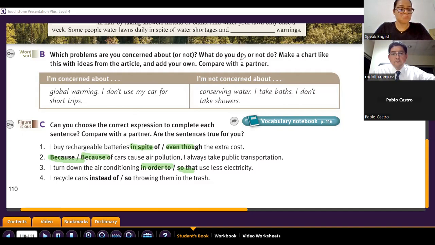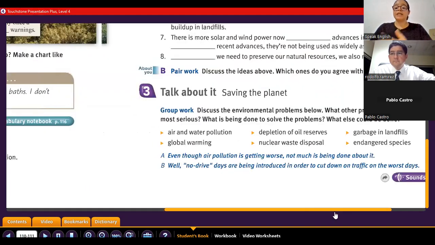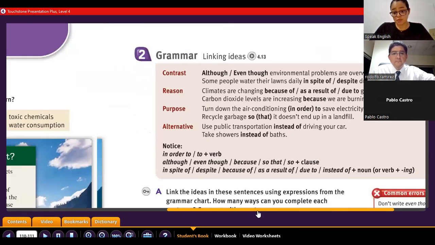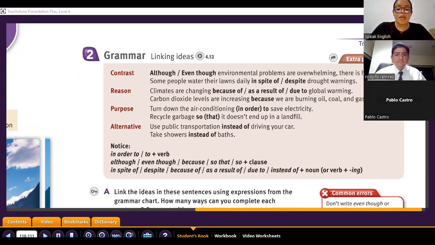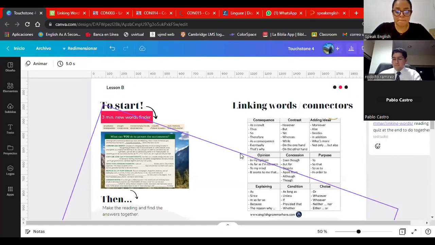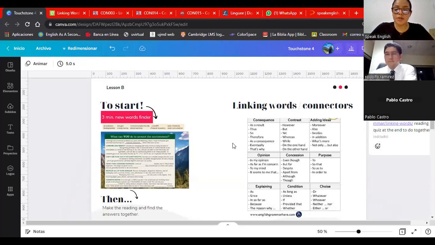Sorry, teacher, I don't remember. No problem. Because that is the topic that we are going to see today. These words are called linking words or connectors. Okay, this is the name of this group of words, linking words or connectors. Now, what are we going to do? Well, I am going to share with you over here. Can you see my screen on Canva?